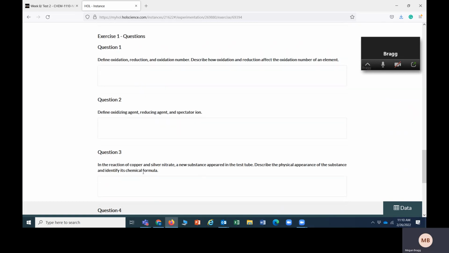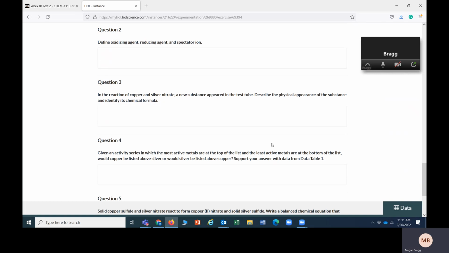Question 3, you need to put the new substance. Don't put this again. Sometimes students will do that. The new substance. So you're going to have something solid and something that's not solid. So you're describing what it looks like, and in the reaction it says describe that and identify the chemical formula. So you're identifying the chemical formula of the solid that forms. Remember, you've got the solubility chart to help you if you're not sure.